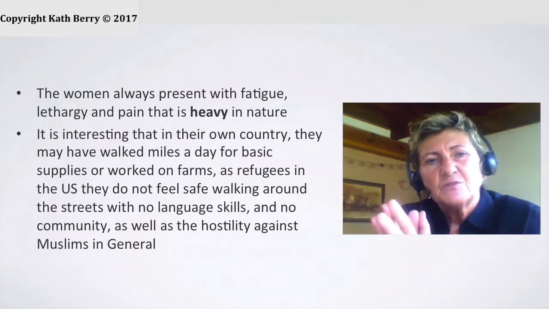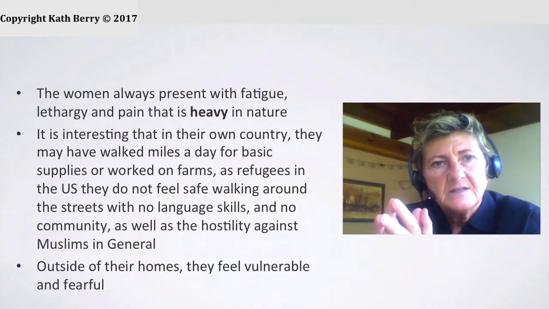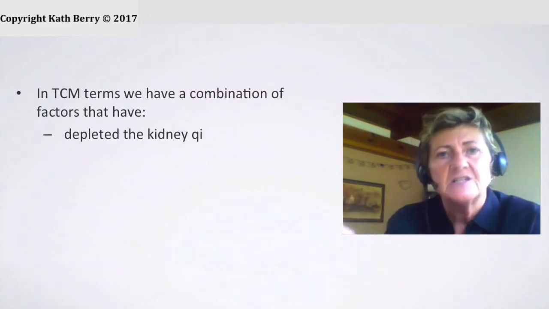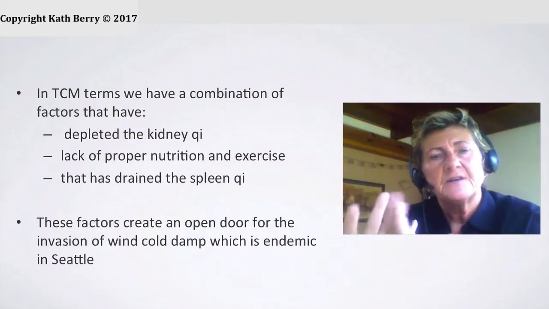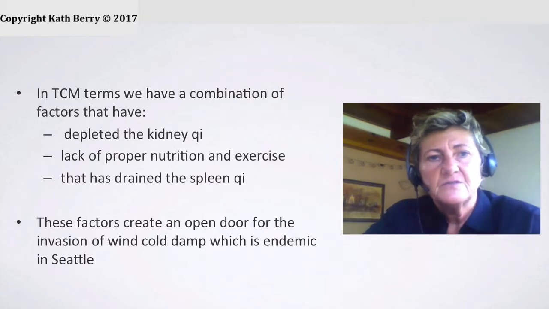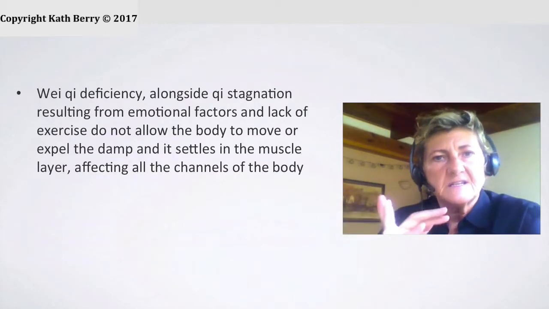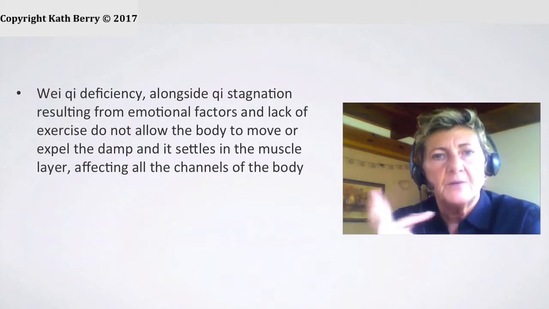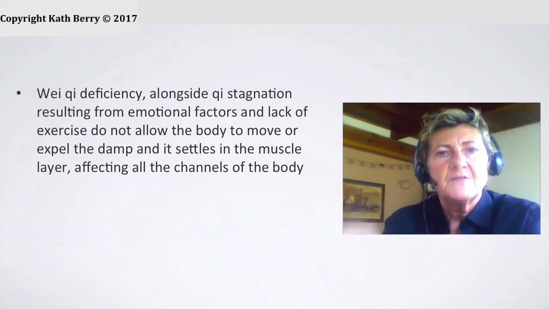So in TCM terms, we have this combination of factors that has depleted the kidney qi, as well as lack of proper nutrition and exercise that has also stagnated the qi and drained the spleen qi. All these factors together have created an open door for the invasion of wind cold damp, which is pretty endemic in Seattle. So the wei qi deficiency, qi stagnation resulting from emotional factors and trauma, and lack of exercise, which doesn't allow the body to move or expel the dampness, it all settles in the muscle layer, affecting all the channels of the body.